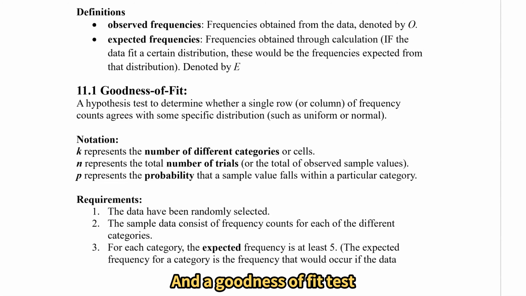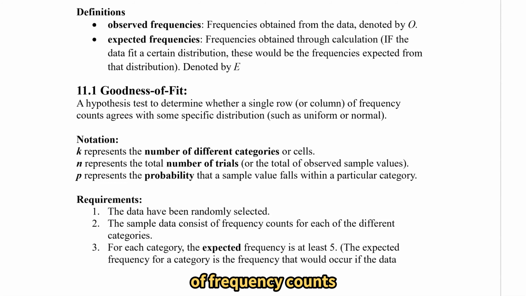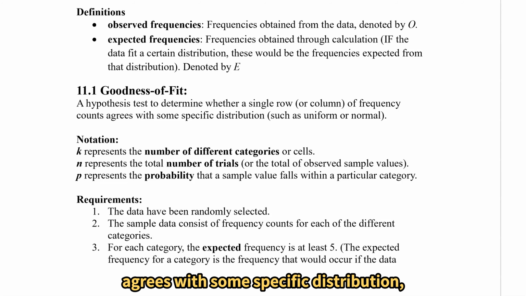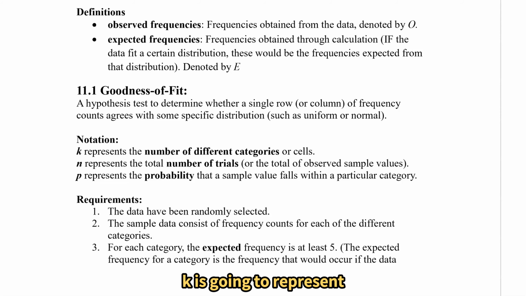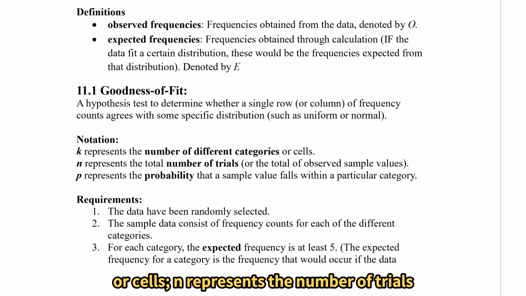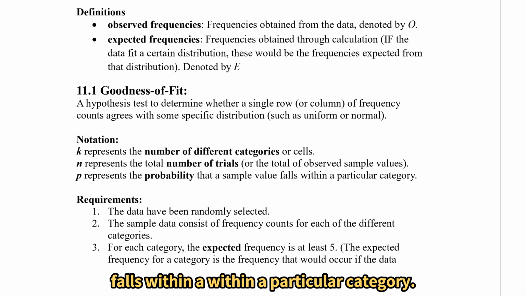And a goodness of fit test is a hypothesis test to determine whether a single row or column of frequency counts agrees with some specific distribution, such as uniform or normal or something else. We have some notation. K is going to represent the number of different categories or cells. N represents the number of trials or the total number of observed sample values. And P is the probability a sample value falls within a particular category.